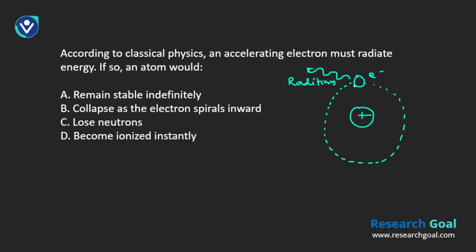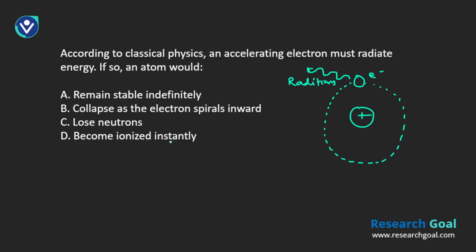And eventually, what should happen? Okay, I should give you the options first, and then let's see if you can select the correct option. Option A, remain stable indefinitely, right? So it should stay in that particular orbit. Next, B, collapse as the electrons spiral inwards. C, lose neutrons. D, become ionized instantly. All right, I'll give you some time.